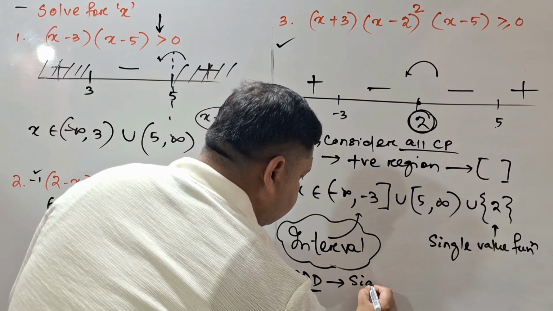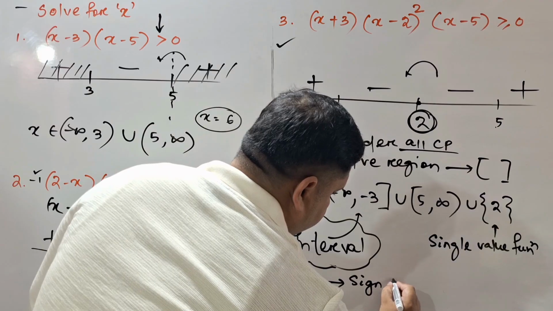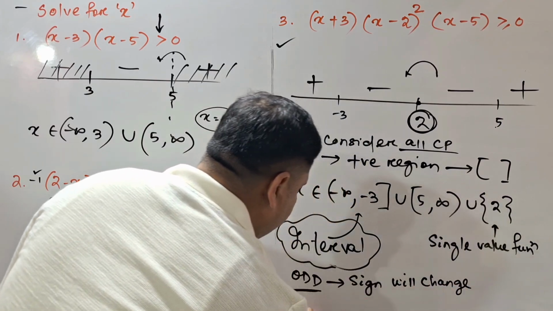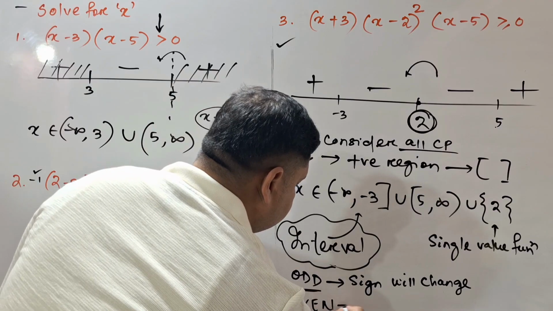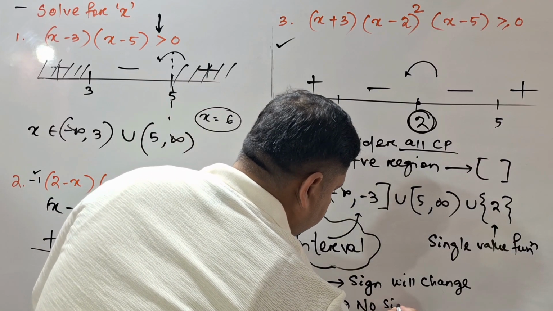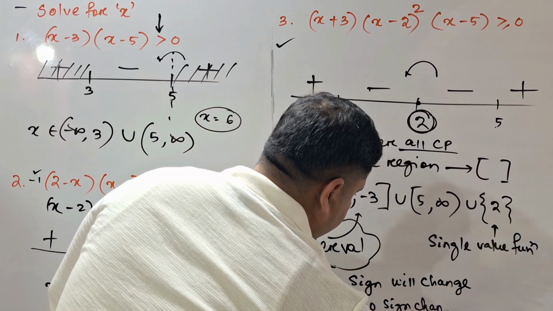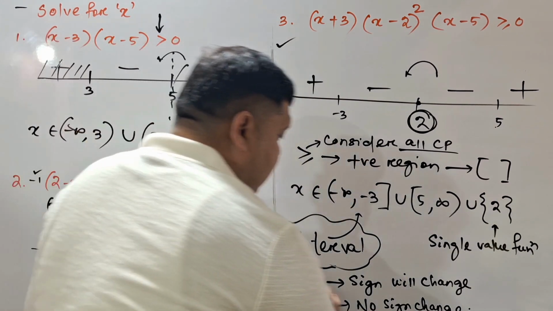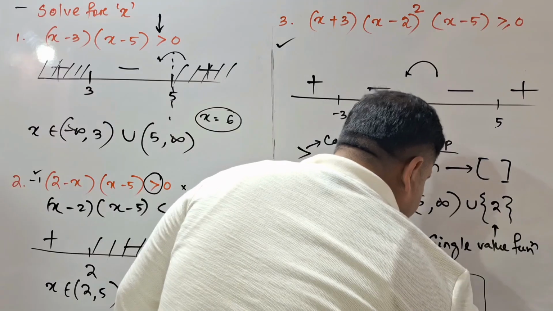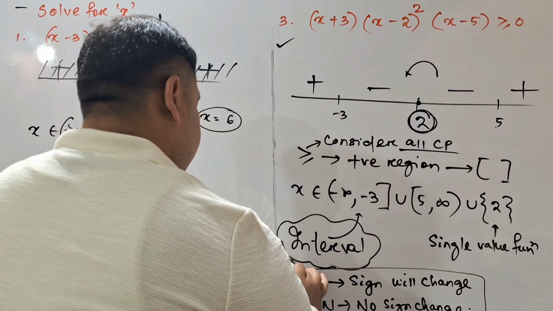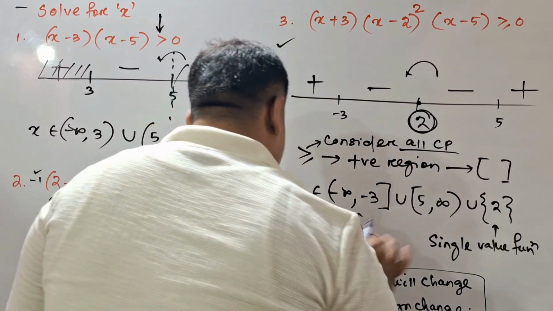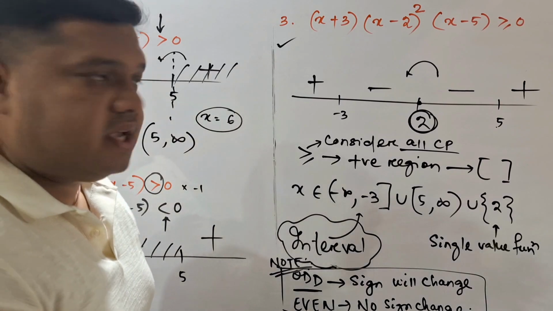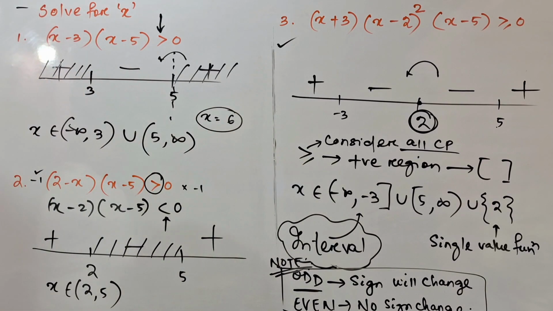sign will change. And whenever power is even, no sign change. Okay. So these 2 points we already discussed in the last bit. Also you can write it down. This is a note. So write it down or take a screenshot here. We will increase the difficulty level one by one. Okay. Write it down or take this screenshot.